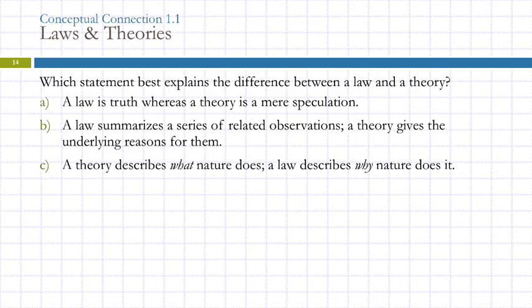So this is the sort of question which could show up on an exam. Which statement best explains the difference between a law and a theory? A, a law is truth, whereas a theory is a mere speculation. B, a law summarizes a series of related observations. A theory gives the underlying reasons for them. C, a theory describes what nature does. A law describes why nature does it. Any ideas?